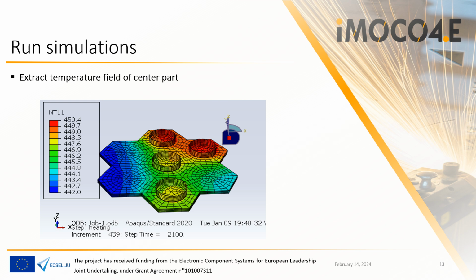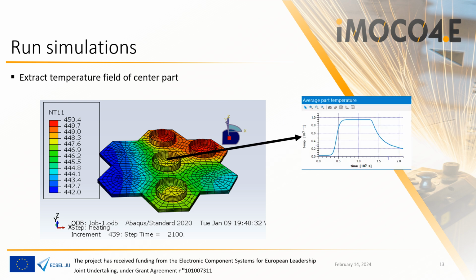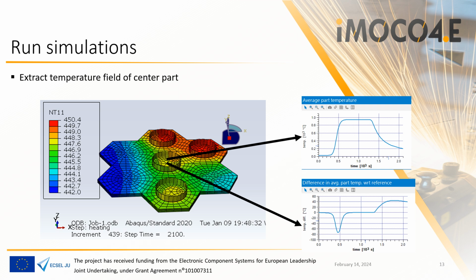Once a simulation is completed, we need to extract the relevant data. In this scenario, we focus on the average temperature of the central part. Additionally, we examine the temperature difference within the part itself. We run a simulation for every combination of 13 potential neighbor setups and 10 various separations.